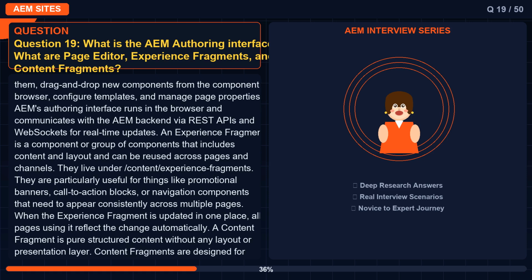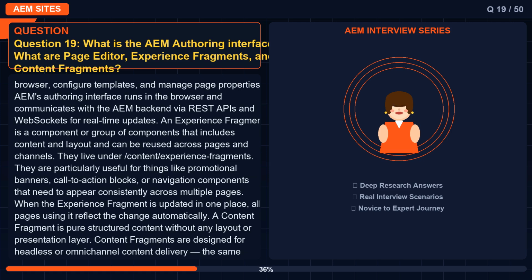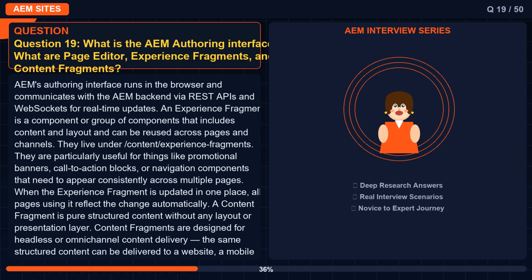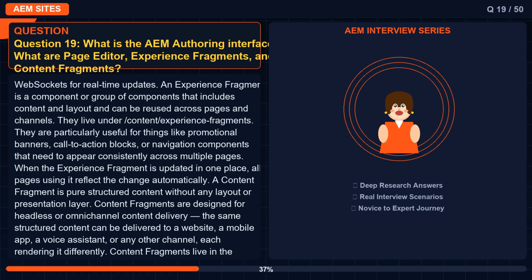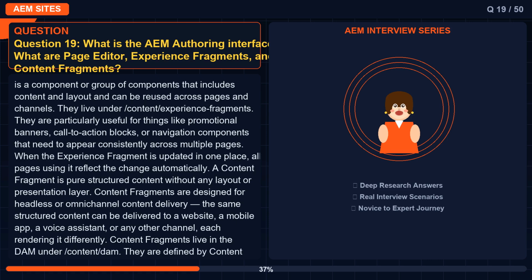updates. An experience fragment is a component or group of components that includes content and layout and can be reused across pages and channels. They live under /content/experience fragments. They are particularly useful for things like promotional banners, call-to-action blocks, or navigation components that need to appear consistently across multiple pages. When the experience fragment is updated in one place, all pages using it reflect the change automatically.